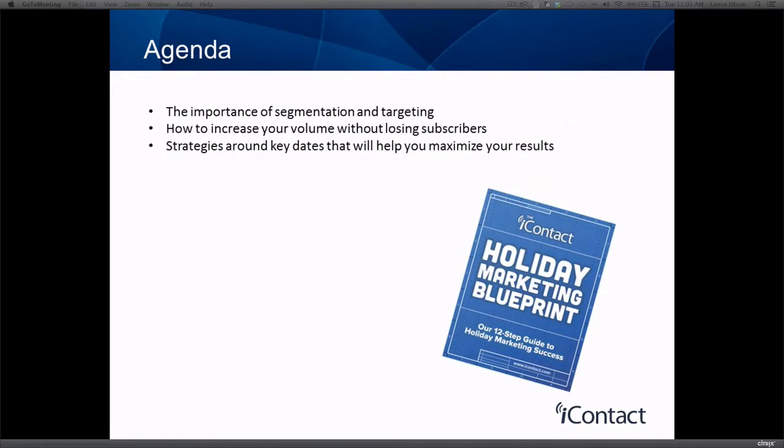So briefly, to go through some of the things we're going to be talking about today. We're going to be looking at the importance of segmentation and targeting. We're going to look at how to increase your email marketing volume without losing subscribers. And we're also going to be looking at strategies around the key dates that will help you maximize your results from email marketing. A lot of the content we're going to be talking about today is covered in our holiday marketing blueprint, which is available for download via the iContact website. Through this white paper, we deliver our 12-step guide for holiday marketing success.